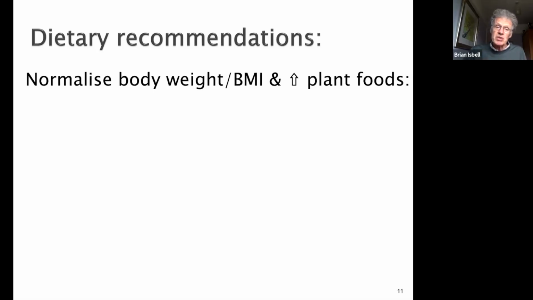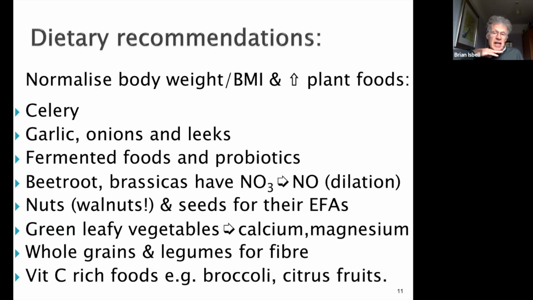So what we try to do is normalize body weight, try to get the BMI down to the range of 20 to 25 if we can. And in many cases, obviously using plant foods. So the idea is to reduce body weight and try to move towards plant foods, because of the effect that they have in reducing blood pressure. And I've made a list there. Now, remember, you will get a copy of this handout, so it will be listed for you there.